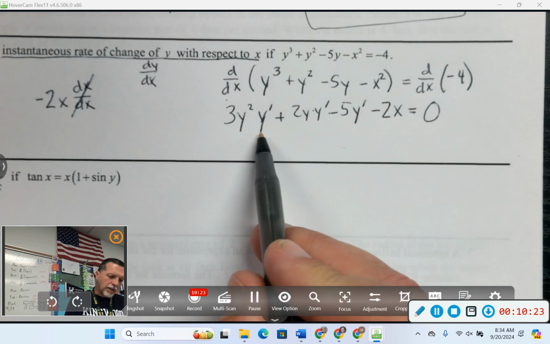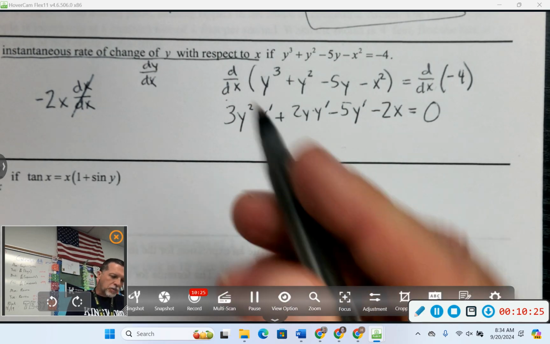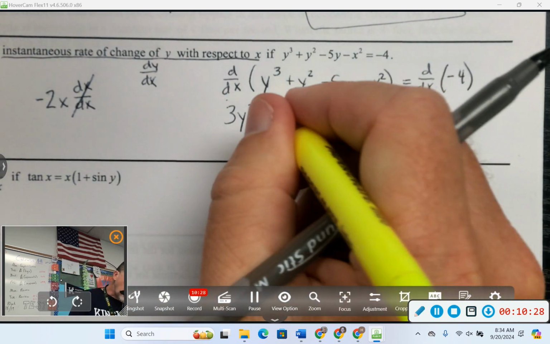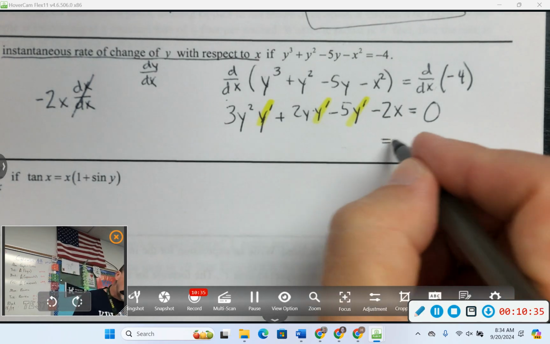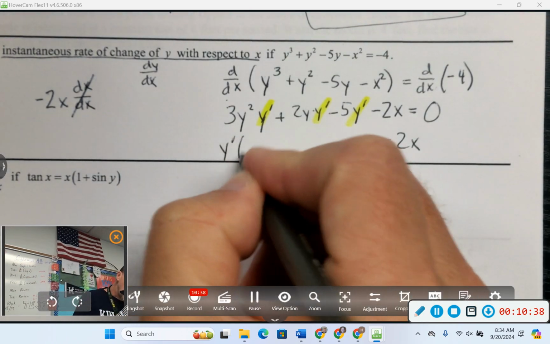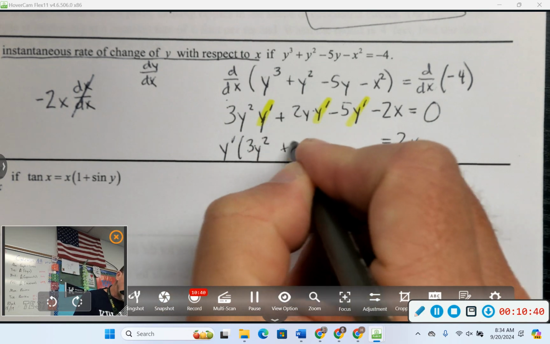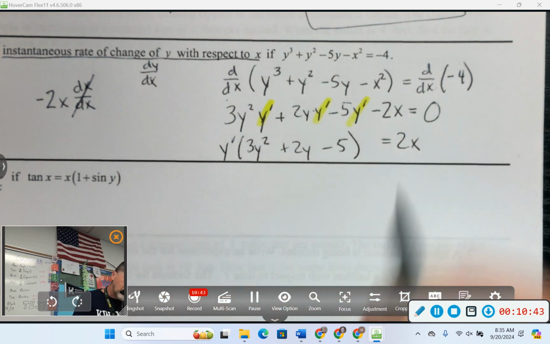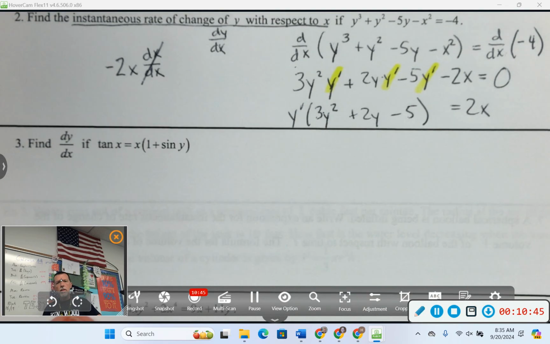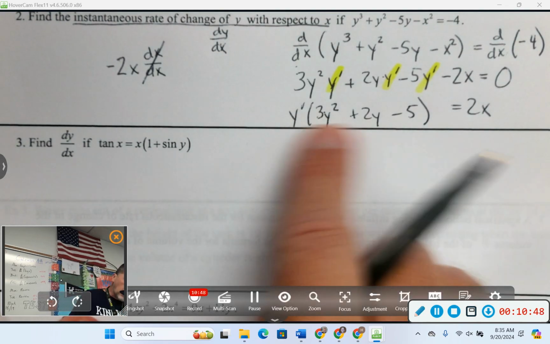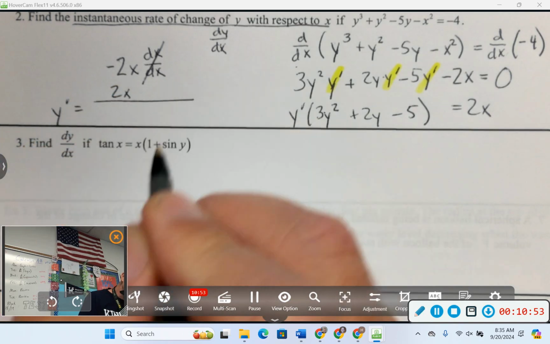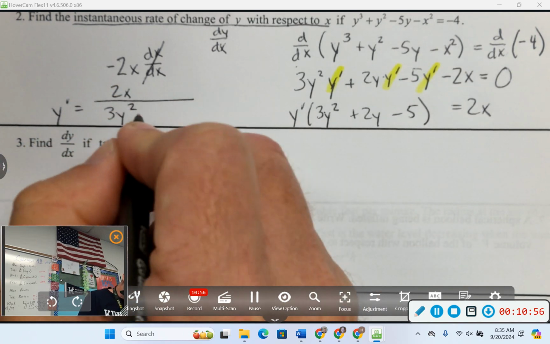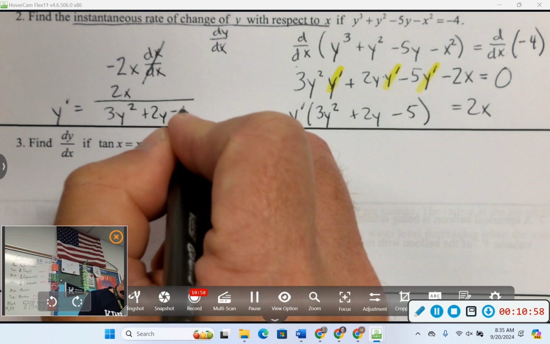All right, I need to do some algebra. See if I can do 2 steps at once here. I'm going to factor out the y prime. What do you think I should do with that 2x? Yeah, move that to the other side. So 2x on the other side. Y prime out front. So 3y squared plus 2y minus 5. And then I just need to divide by all of that stuff. So 2x over 3y squared plus 2y minus 5.